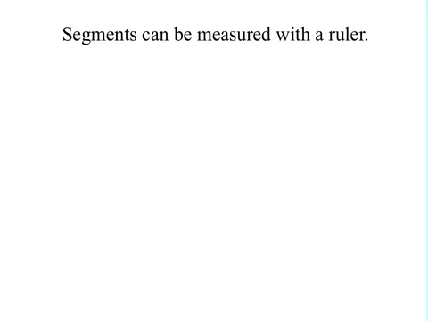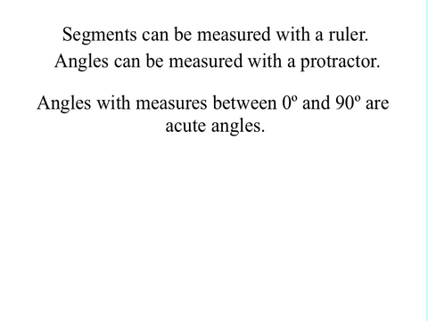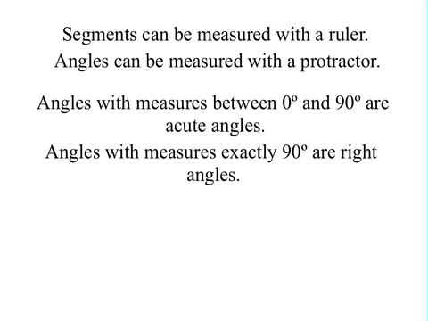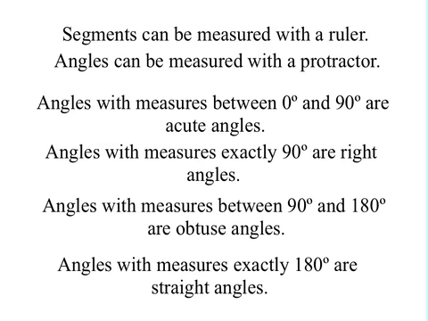Segments can be measured with a ruler. Angles can be measured with a protractor. Angles with measures between 0 and 90 degrees are acute angles. Angles with measures exactly 90 degrees are right angles. Angles with measures between 90 degrees and 180 degrees are obtuse angles. And angles with measures exactly 180 degrees are straight angles.